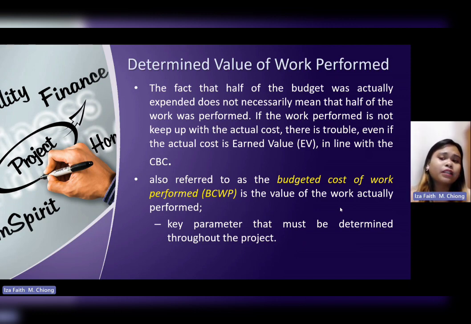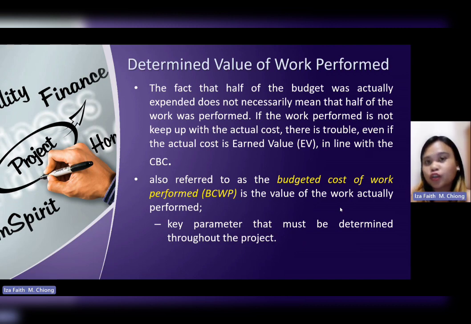So, determined value of work performed, also known as earned value of work performed, is a measure of the value of work that has been completed on a project at a specific point of time. It is used in project management to track project progress and compare it to the project budget and schedule. So an example of how to calculate the determined value of work performed.